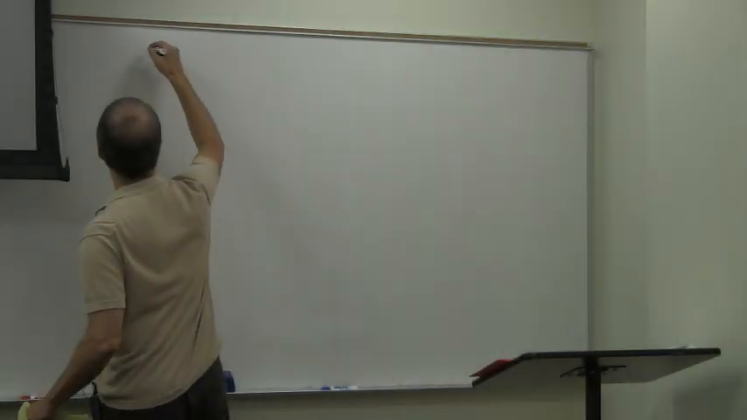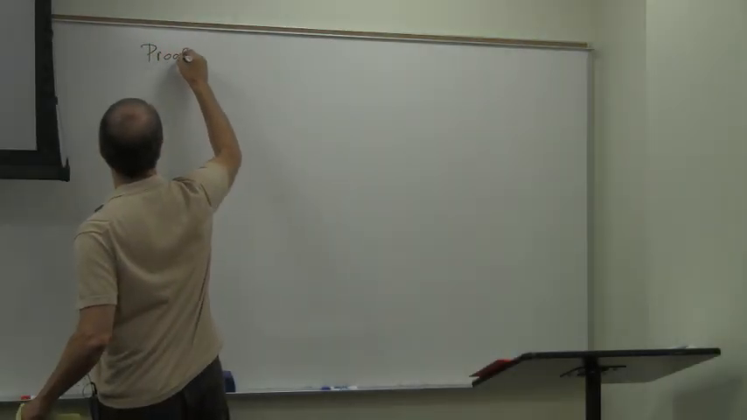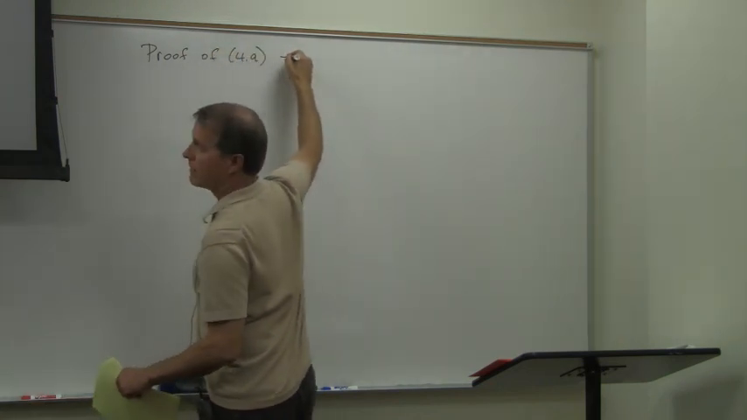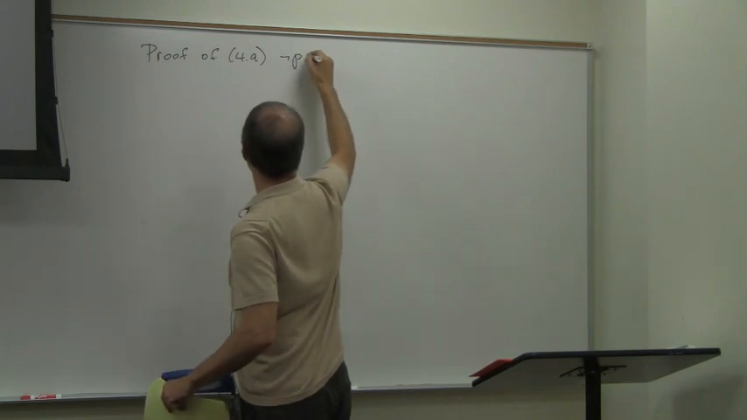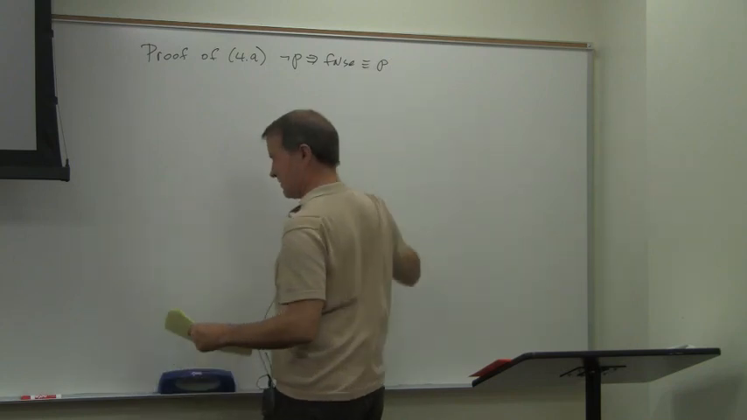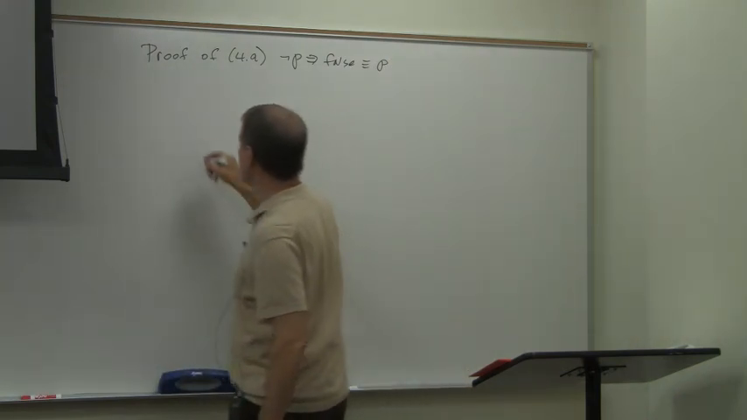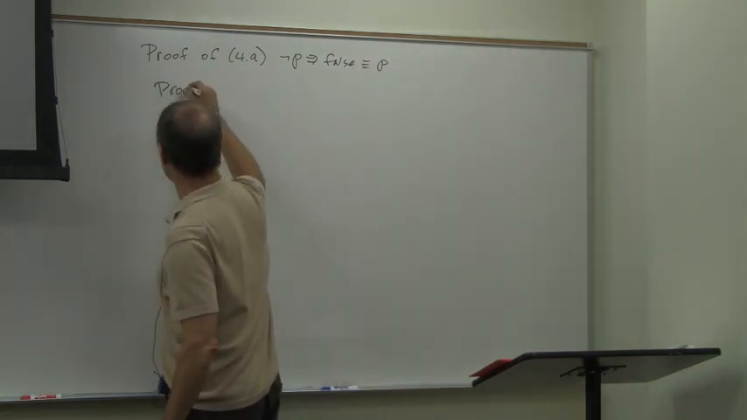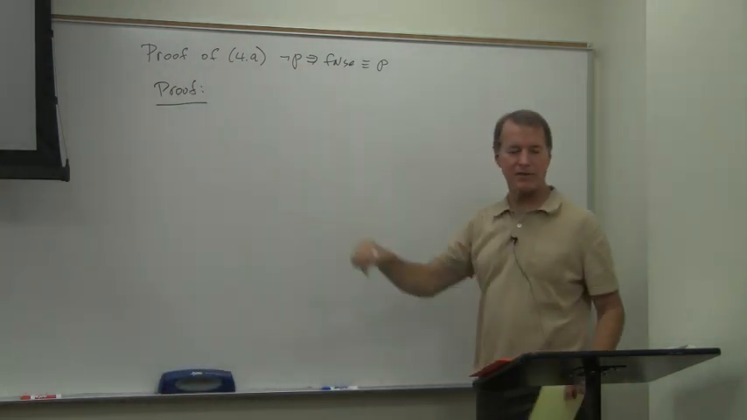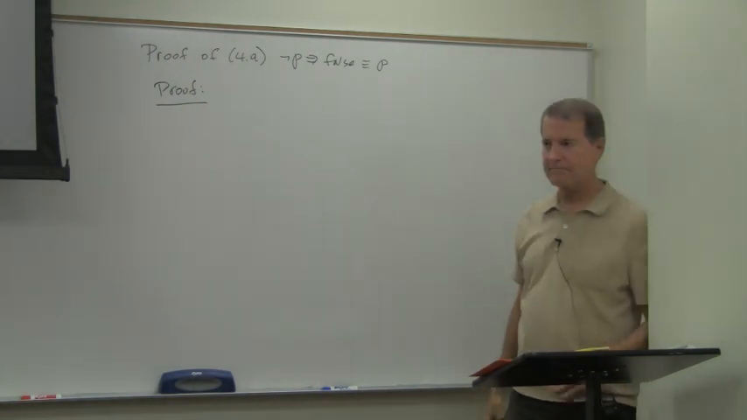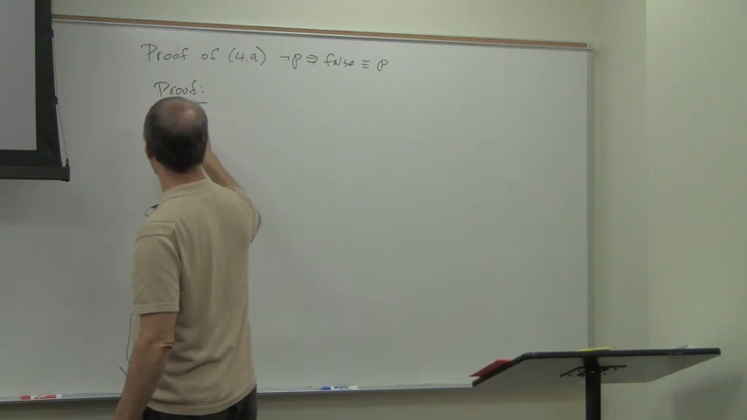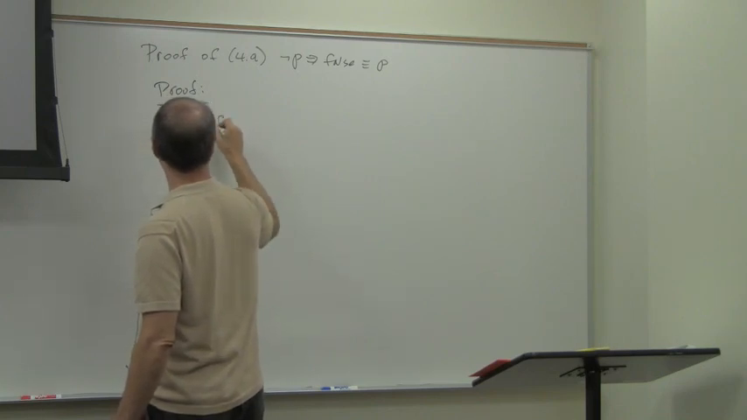So not P implies false equivales P. So here's the proof. Well, here we have an equivales. So what do you think we should do? Start with the left-hand side. Good deal. So let's do not P implies false.